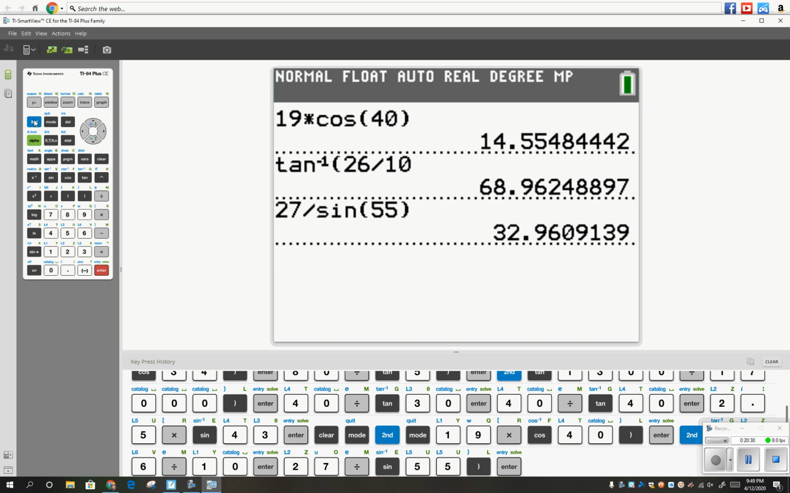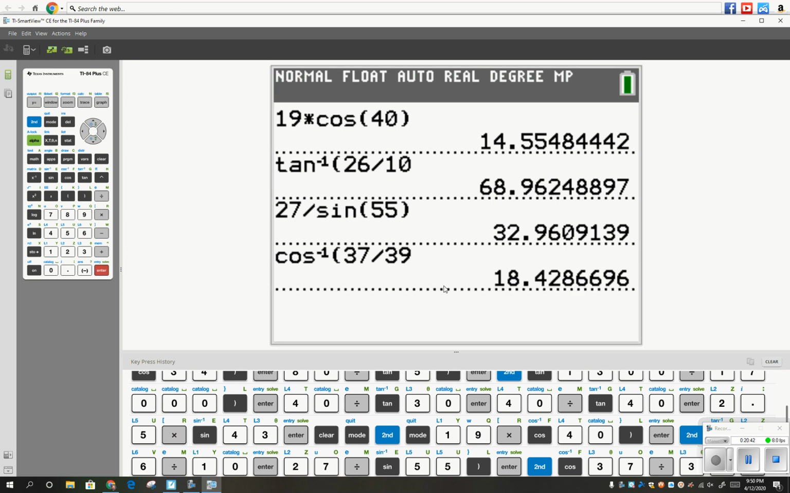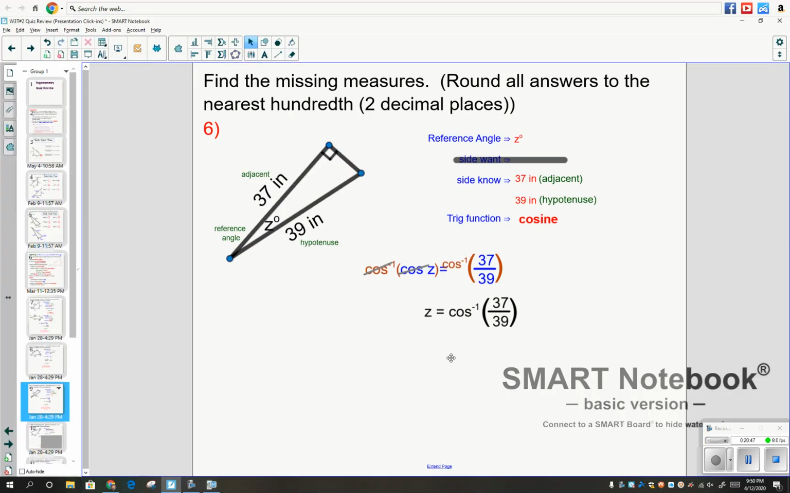Type that into my calculator. How do I get to the cosine inverse? Second cosine. It's cos -1 of 37 divided by 39. Gives me an answer of what? 18.428, which rounding to 2 decimals, the 8 tells me to round that 2 up and make it 18.43 degrees is my answer.